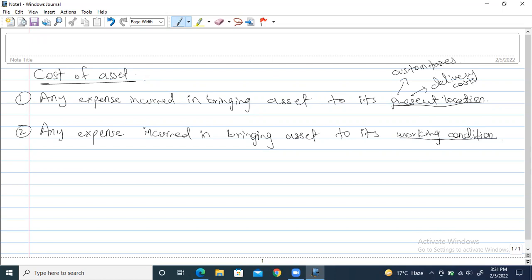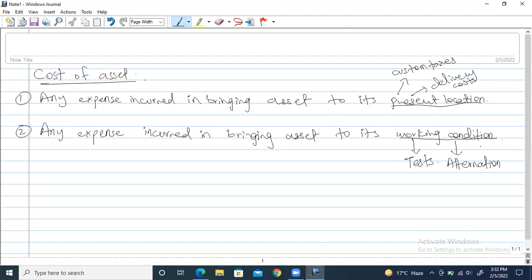Now coming to the working condition, we can call any tests. Whenever a machine is newly installed, we do some tests, like a fire test, an emergency test. Any kind of experimental tests, we will include in the asset cost as well. Then, for example, any kind of alterations to the business structure. Alteration basically means we have to call some people to destroy some area or make some place in the factory so that the machine can be fitted, with some extra reinforcement so that it is well maintained inside the factory.